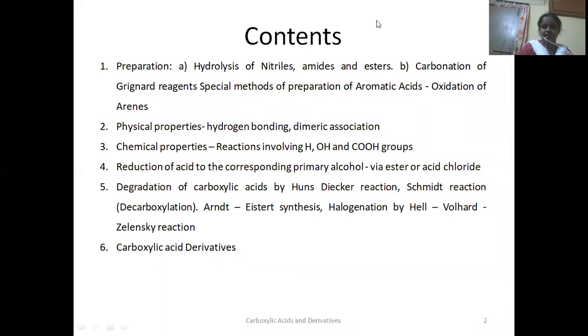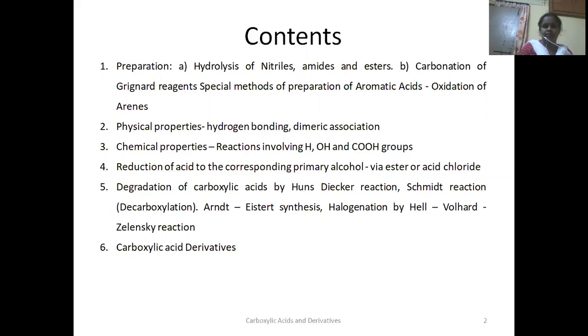The main contents that we will be discussing here in this chapter are preparations of carboxylic acids, their IUPAC nomenclature, physical properties. In physical properties, we will be discussing hydrogen bonding and acidic strength.